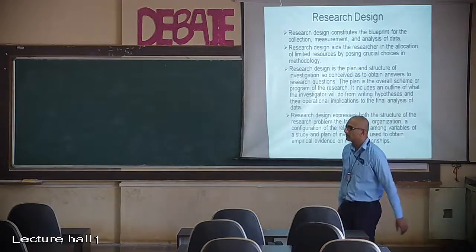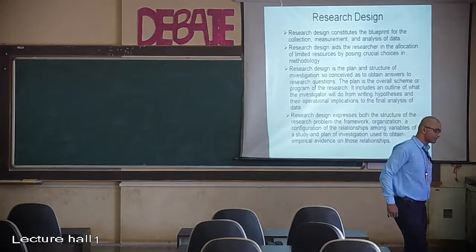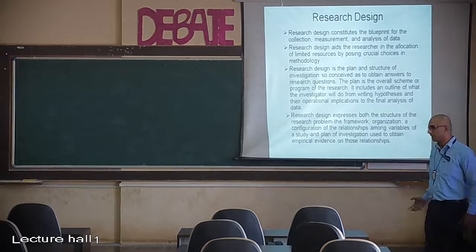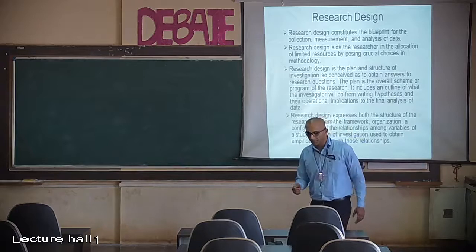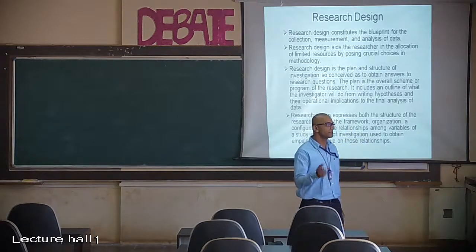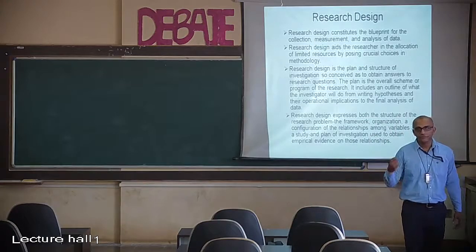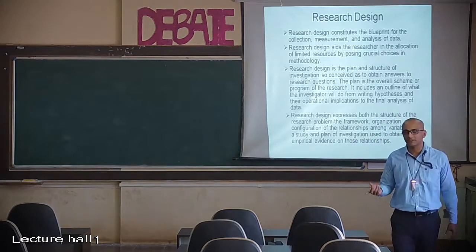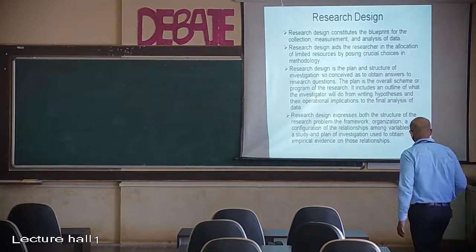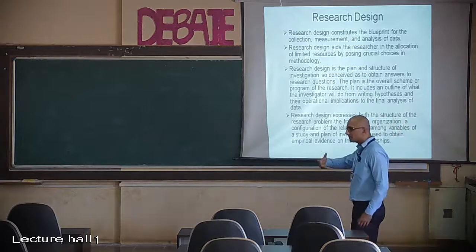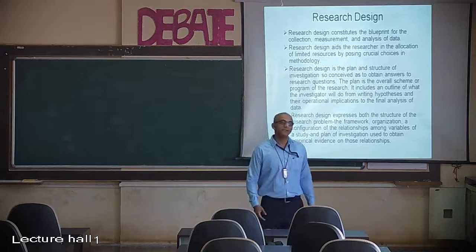Now, we might try to understand what variables are. A variable is an entity, an item whose value keeps changing. For example, sales is a variable, because the sales value keeps on changing. Advertising expenditure is also a variable, and customer satisfaction is also a variable. Employee satisfaction is also a variable, and things like that.